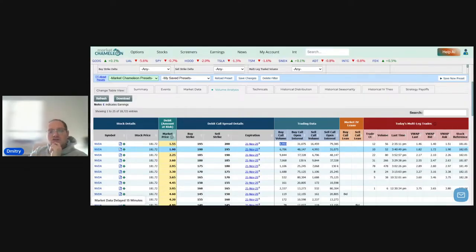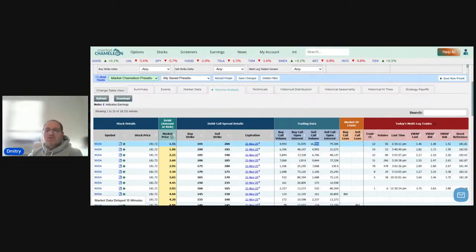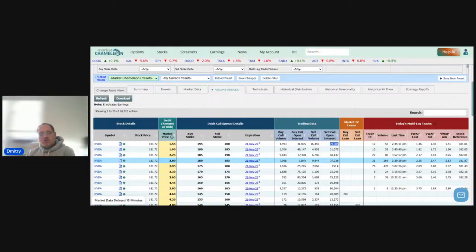4,993 options traded on that 195 call. We also have open interest, 31,075 on that. This is the volume on the other option, the sell strike, 200, 16,459. This is the open interest, 79,385. So this lets us see the trading activity, trading interest, and open positions on these particular options.